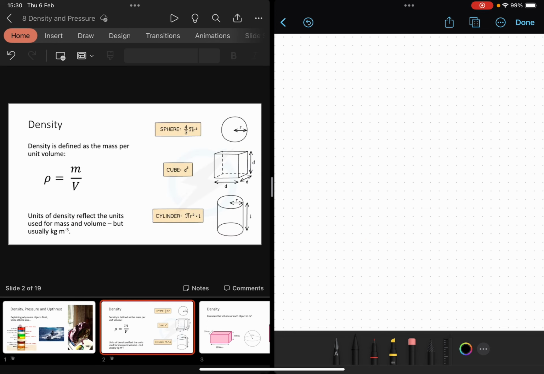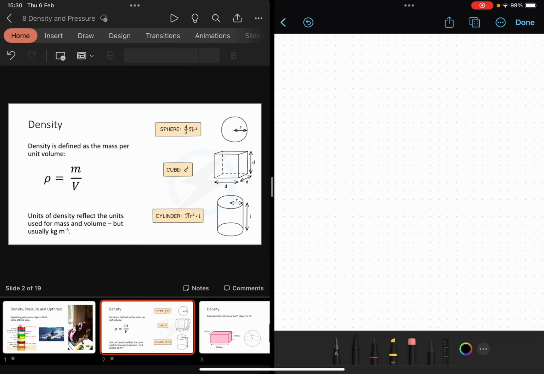Firstly, density. Now this is something that you've met before. We define density as the mass per unit volume, and from that the equation is density equals mass divided by volume. The symbol for density is the Greek letter rho. And in terms of the units of density, various units can be used. And it's important that the units of density reflect whatever units you're using for mass and for volume.